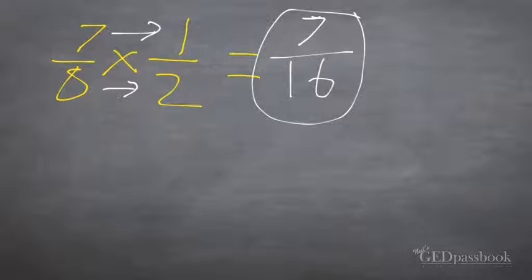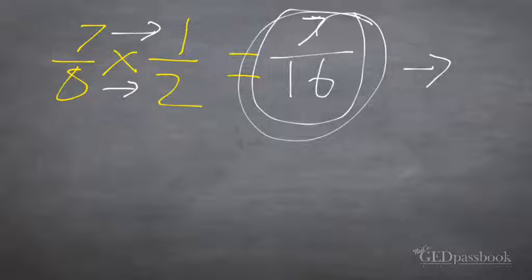So, the rule with multiplying, multiply straight across, right? That's literally all. Seriously. And then yes, always check whether this could be simplified, all right? Always check whether it could be simplified.